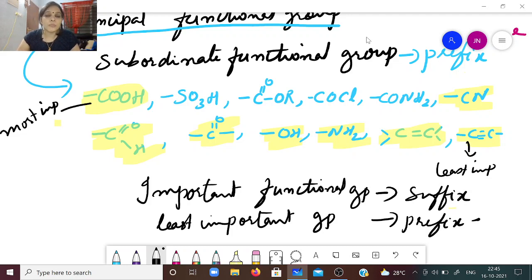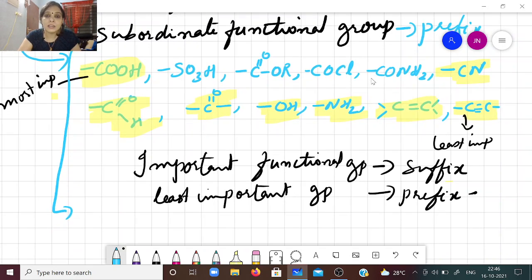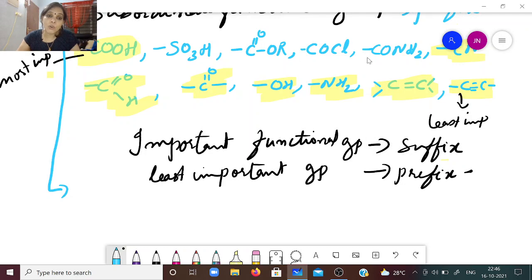Okay. Now next is subordinate. We have seen the principal; now we have to study the subordinate functional groups. What is meant by a subordinate functional group? A subordinate functional group is less important than all principal functional groups, and it will always be used as prefix. So for example, R. R means what? Alkyl group.